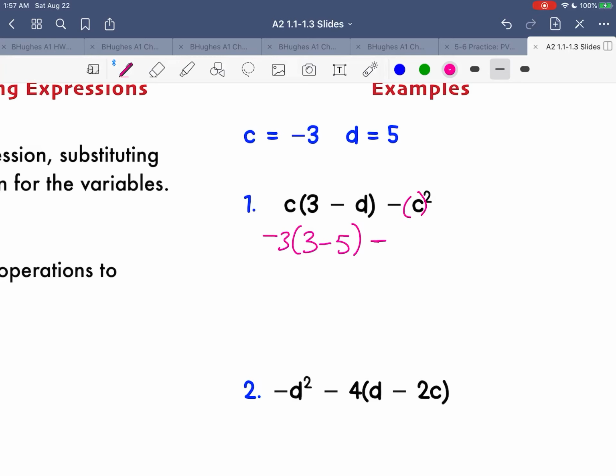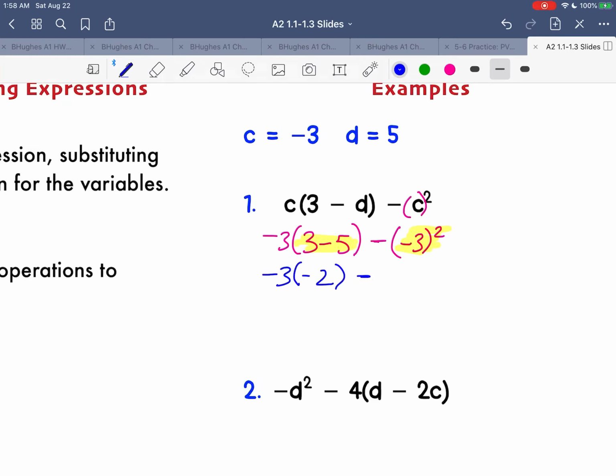The negative on C is meant to be separate from that. So I'm going to write it like this: -3 in parentheses being squared. Okay, now I'm going to follow order of operations. The first step is to do the parentheses, and you honestly could do the exponents at the same time.